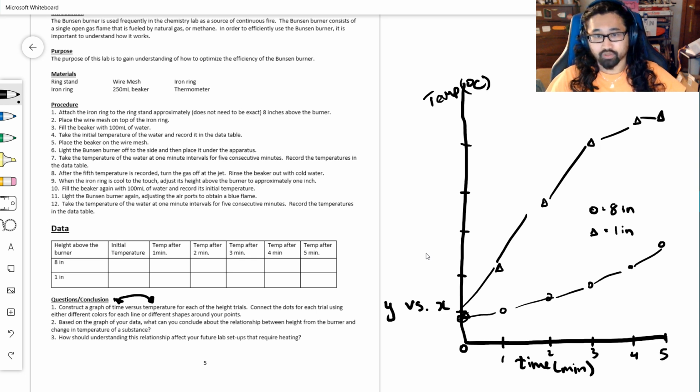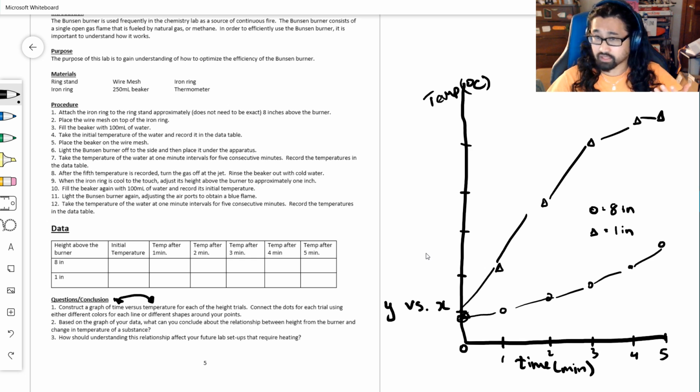Now question number 2 asks to do something based on the graph. So based on this, what could I conclude about the relationship between the height from the burner and the change in temperature, right? So what I can conclude here is that the higher it is from the burner, the less the temperature changes. Right? So as the height from the burner increases, the change in temperature, how much the temperature went up, decreases.